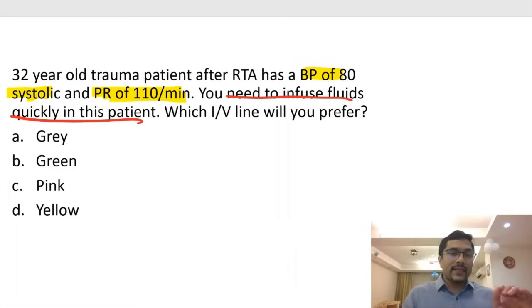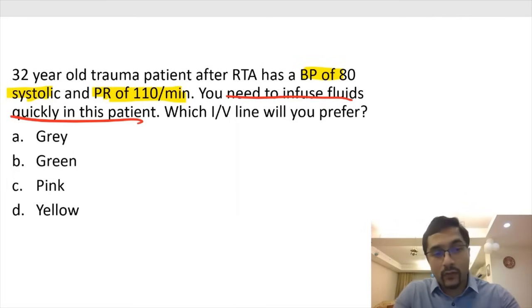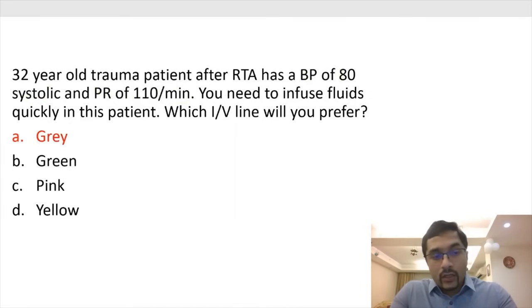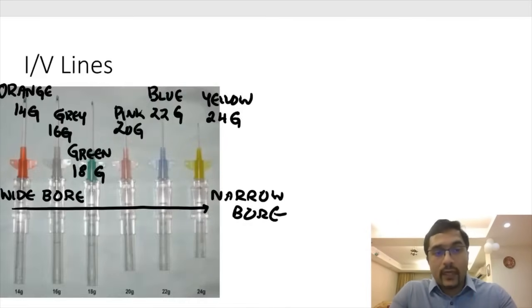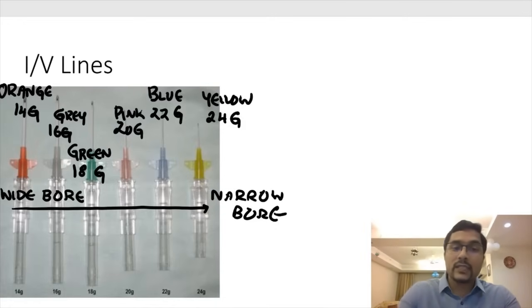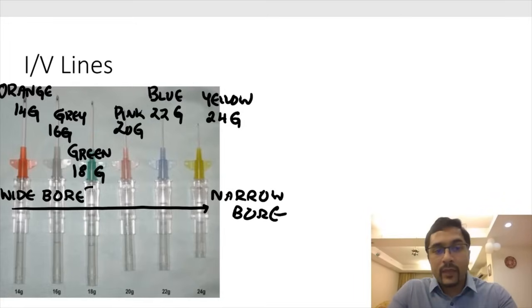So it is common sense that if I want to give fluids quickly, I need a wide bore, a thick IV line so that fluids can go quickly, not a narrow one. So which is the thickest one out of all of these options? Gray. So you need to remember the color coding. Orange is 14. That is the thickest or widest bore. Gray is 16. Green is 18. Pink is 20. Blue is 22.